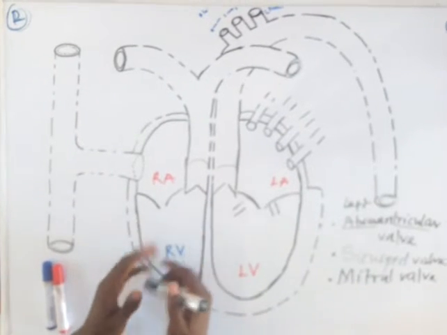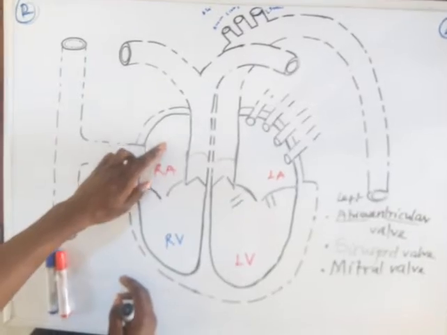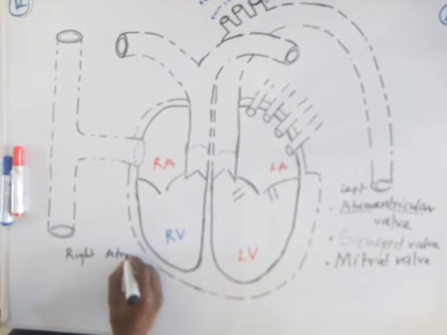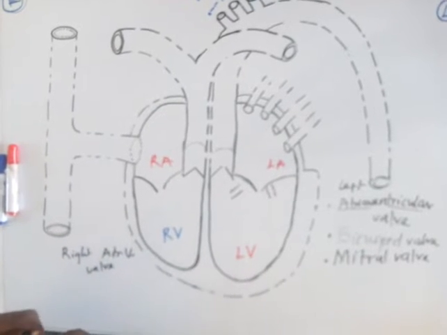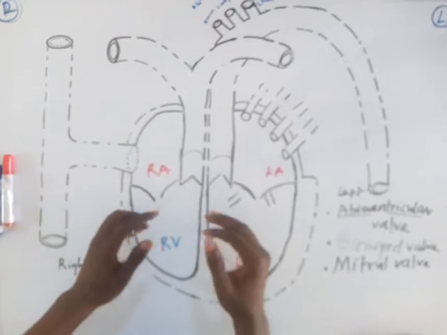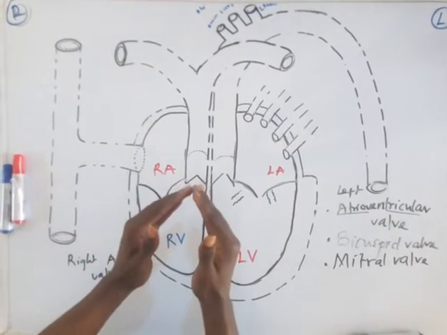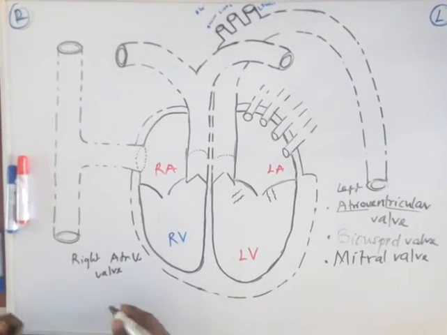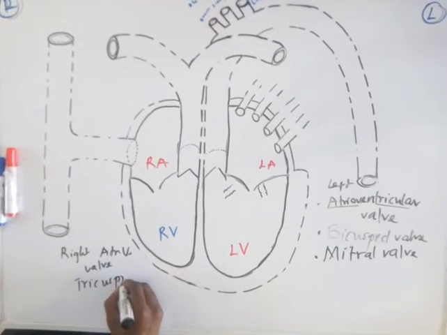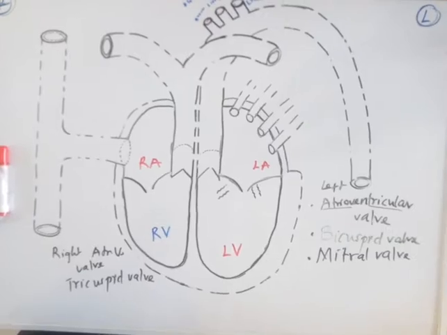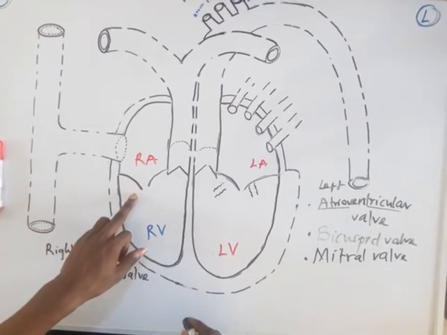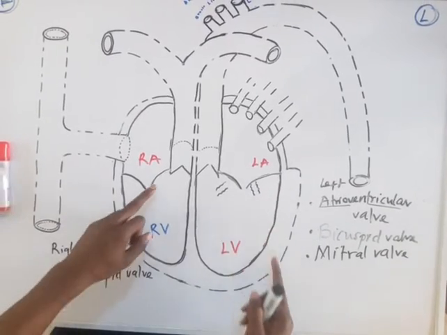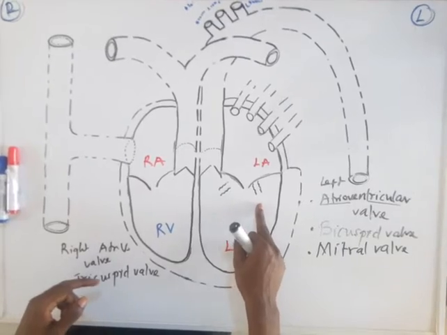Now on the right side of the heart, the valve is between the atrium and the ventricle, so it is the right atrioventricular valve. That valve has three cusps. It opens this way, with three cusps, so it is called the tricuspid valve. The valve with three cusps is the tricuspid valve, and the one with two cusps is the bicuspid valve, the left atrioventricular valve. The right one is the right atrioventricular valve, and the special name for the left is the mitral valve.